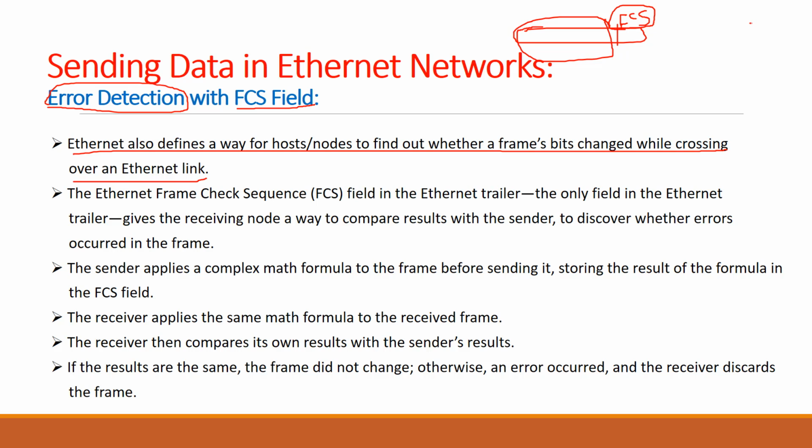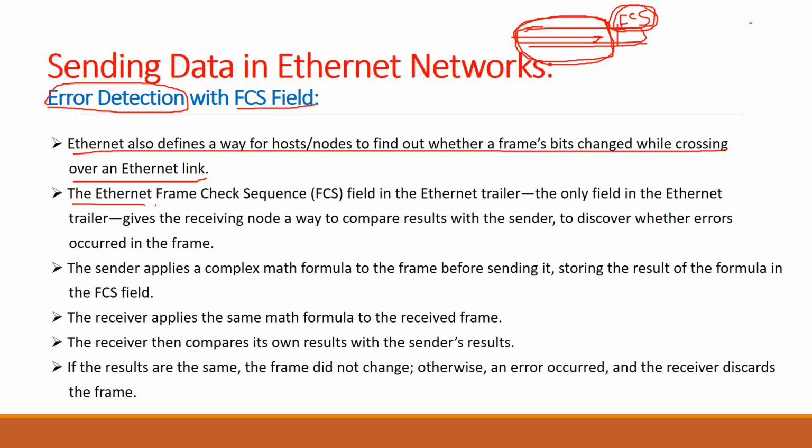Once the receiver receives this stream of bits, it will do the exact same mathematical formula on the bits and get a new frame check sequence. Then it will compare the resulting frame check sequence to the frame check sequence that came with the stream of bits. If they are equal, then the stream of bits has no errors. If they are not equal, then there is an error and the frame will be discarded.